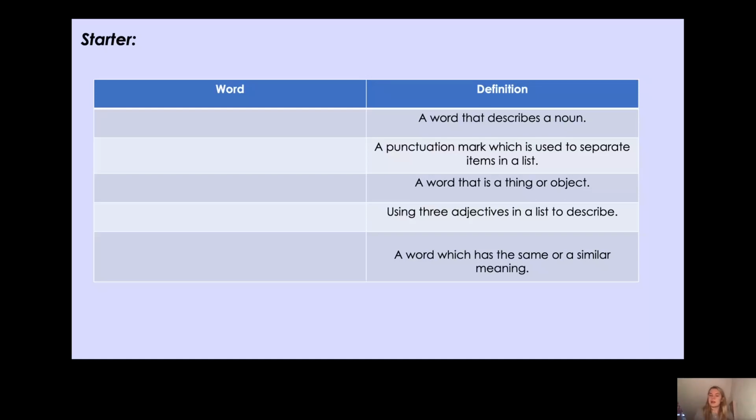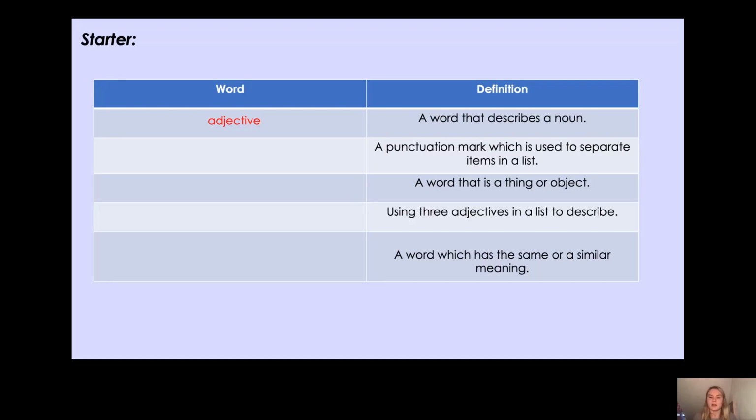Okay, Year 2, so let's look at them together. Well, the first one, a word that describes a noun. Now, when we're giving more information about a noun, when we're describing a noun, what type of word do we use? Oh, yes, we use an adjective, don't we? We thought of lots of different adjectives to describe Mr. Fox and Farmer Bean's appearance, didn't we? So we said, for example, big pointy ears. So therefore, our adjectives are describing our noun.